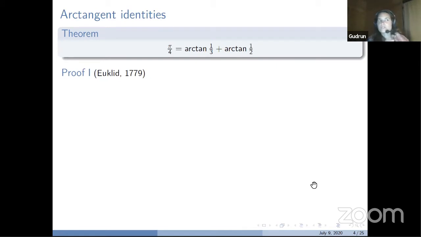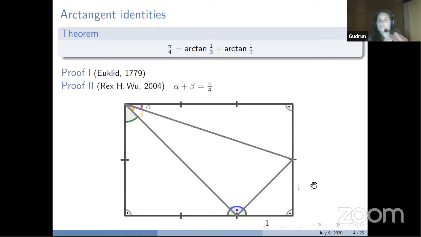So what I would like to prove is the equality pi over 4 equals the arctangent of 1 over 3 plus the arctangent of 1 over 2. So the original proof was, I guess, given by Euclid a while ago, as you can see. He used power series to prove that. And in principle, he was interested in these kinds of identities to approximate the number pi. So that's the reason why he investigated all these identities. Of course, I don't want to look into the proof of Euclid, but I would like to prove that with the following picture.